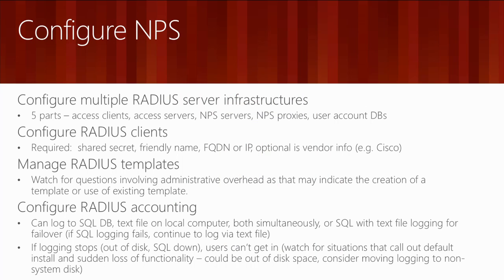So the first thing with NPS, there's a bunch of key terms that a lot of people don't know. Access clients, access servers. So who knows what an access server is? It sounds like a server you get access from, right? But it's a VPN or a wireless device. Access clients are, of course, laptops. NPS servers, same as RADIUS servers. NPS proxies, RADIUS proxies. And then user account databases, Active Directory Domain Services. Those key terms thrown out in one item can throw some people for a loop. So just get the terms memorized.